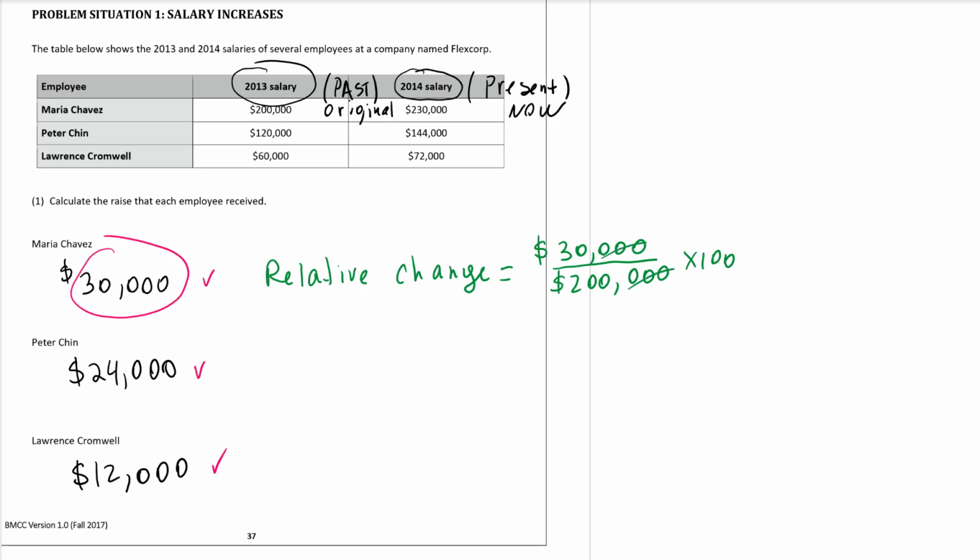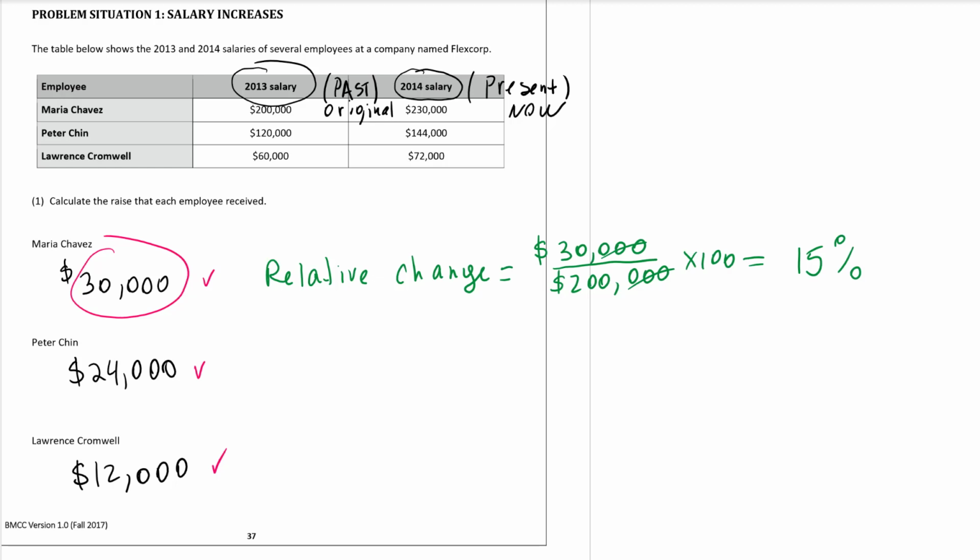We can get rid of this. 30 divided by 200 is going to reduce to 0.15. Multiplied by 100 will give us 15% increase. You see it? 15% increase is what Maria got. Her salary was the largest to begin with. So the $30,000 increase on her large salary ended up being 15%.